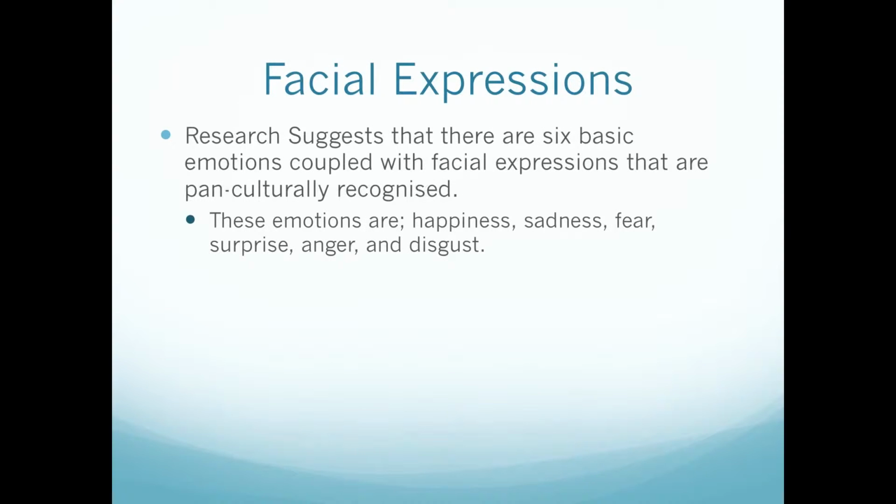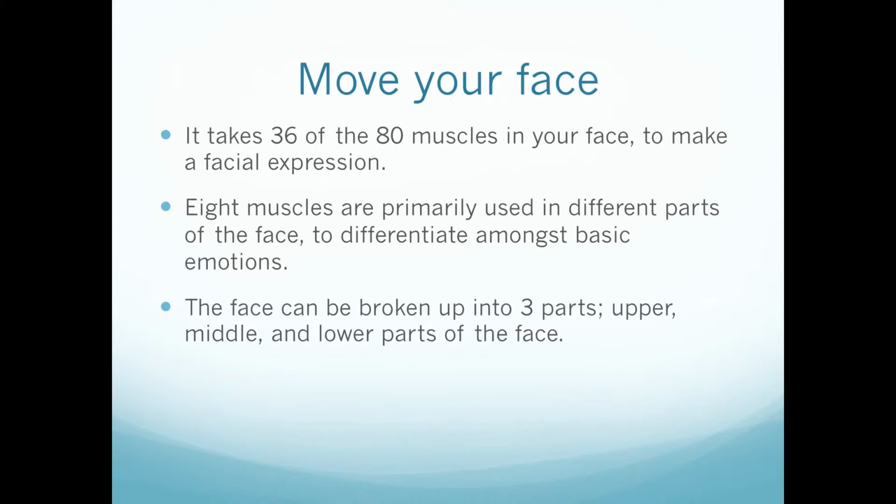There are 6 emotions that have been deemed to be pan-culturally recognized, along with their associated facial expressions. These emotions are happiness, sadness, fear, surprise, anger, and disgust. To make these commonly used facial expressions, it takes 36 of the 80 muscles in your face. 8 of these 36 muscles are primarily used in 3 different parts of the face. That is, the upper, middle, and lower parts of the face.